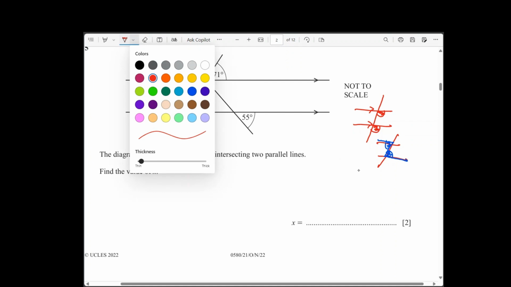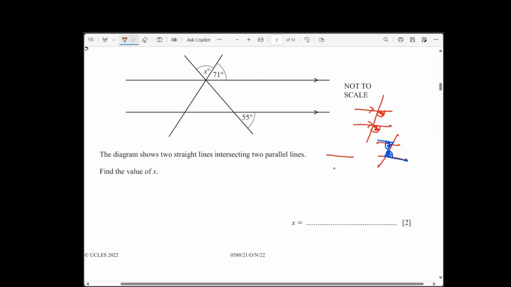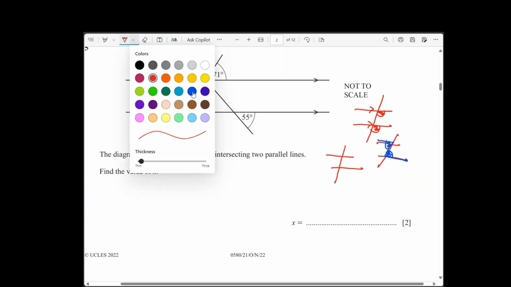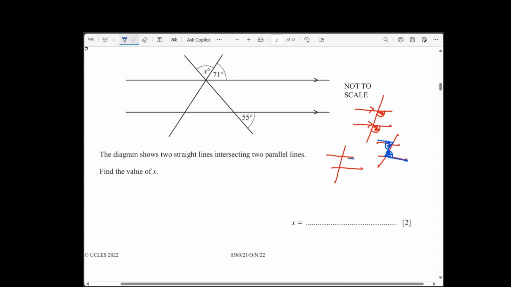Or three, a pair of co-interior angles. Co-interior angles, remember, are angles that form a U shape. So a pair of co-interior angles, they are not equal, but they add up to 180 degrees, or we say a pair of co-interior angles are supplementary.